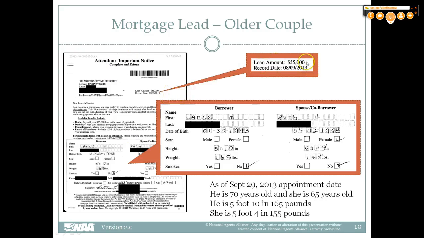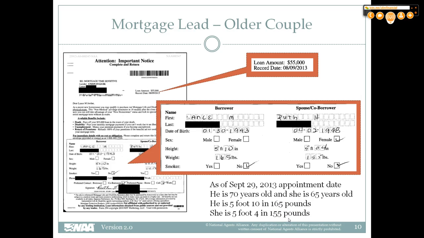It's a $55,000 mortgage. We got Lance and Ruth. Lance's date of birth is in 1943. Ruth's is in 1948. So they're an older couple. So he's 70 years old as of September 29, 2013. She's 65 years old. He's 5'10", 165; 5'4", 155 is her height and weight.